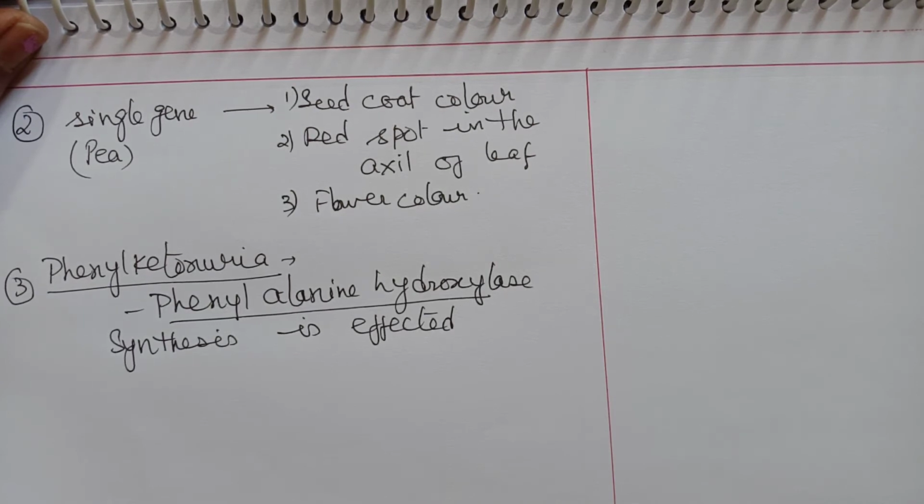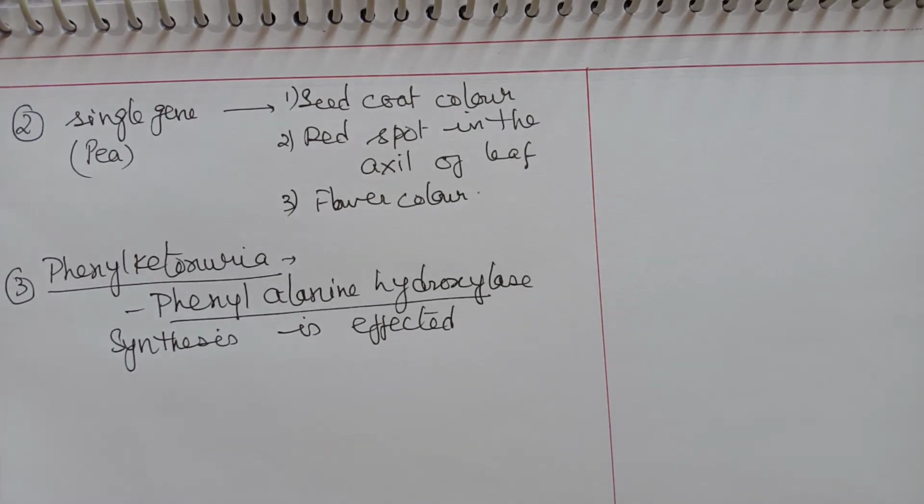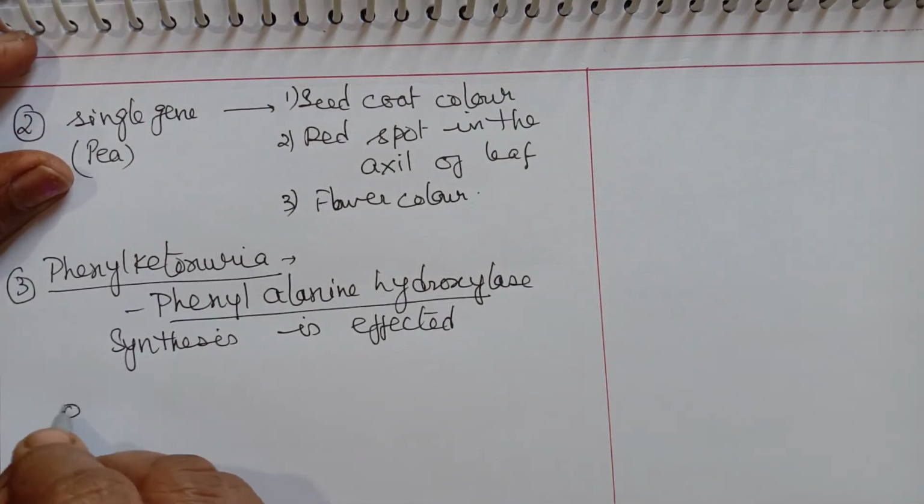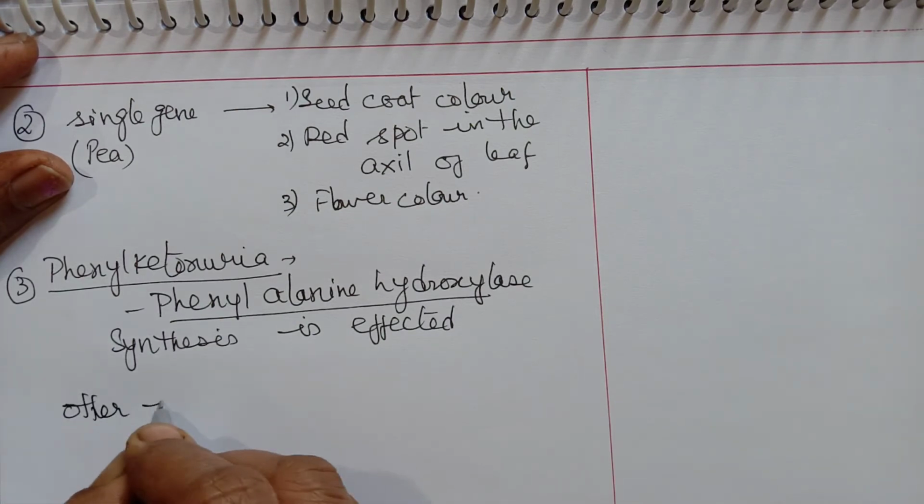And this is due to mutation in the gene. And so this will also cause other effects. Not only this effect, phenylketonuria causes other effects also. Here the main phenotypic feature is that phenylalanine is not metabolized, so it is excreted in the urine and gets accumulated. So that causes other effects also.